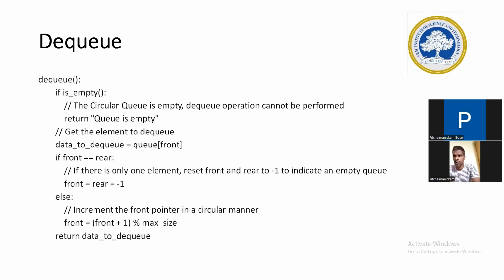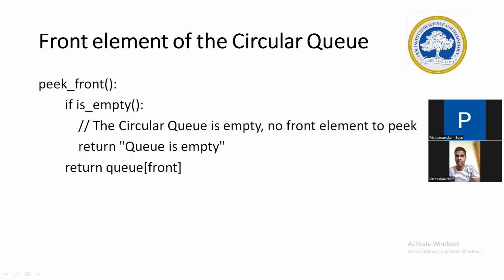Now the DQ element. DQ element represents a deletion operation. We check is empty. If the condition is true, it should return that the queue is empty. Data is equal to Q of front. We check if front is equal to rear, then front is equal to rear is equal to minus one. Else front is equal to front plus one modulo maximum size. Return the data to the DQ. So this is the DQ process. NQ and DQ process is over.